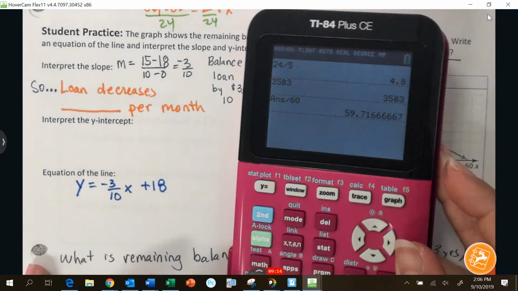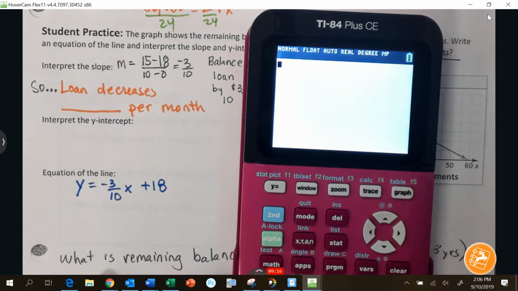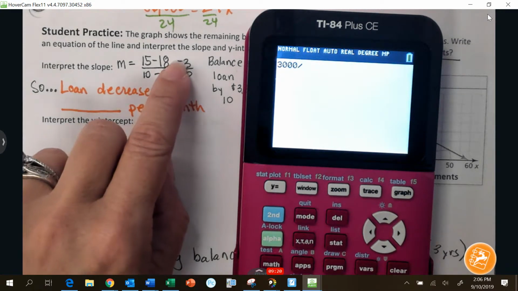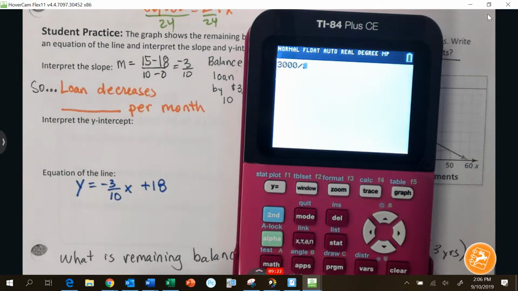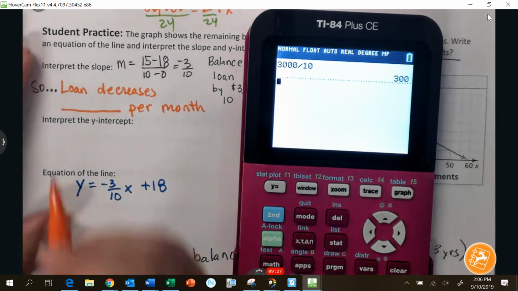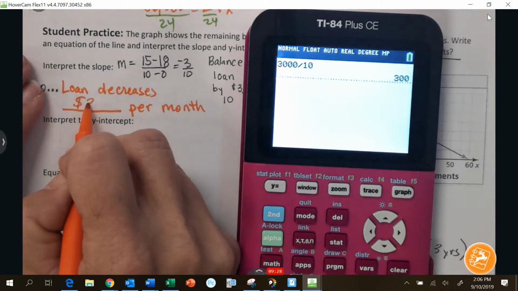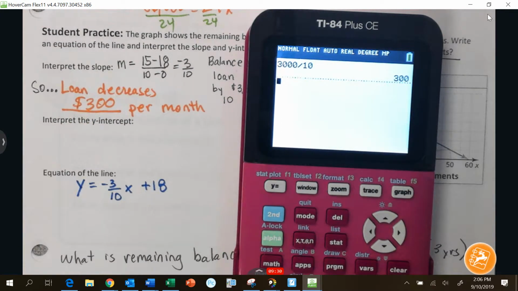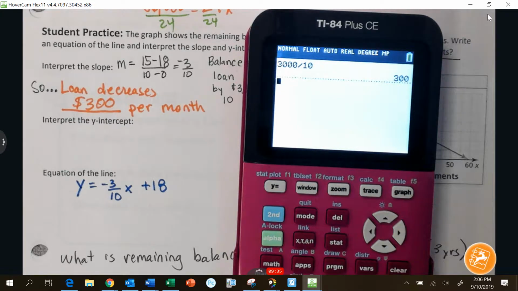Divide what by 10? 3,000? Because that 3 over 10 is actually 3,000. So we're decreasing $300 per month. And I would say that seems like a reasonable loan payment. If you got an answer like $30 per month, I'm pretty sure you're wrong, because there are not many loan payments that are going to be $30 per month for a car.